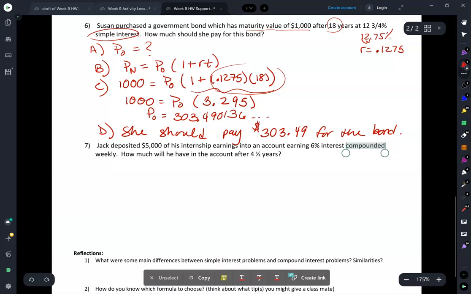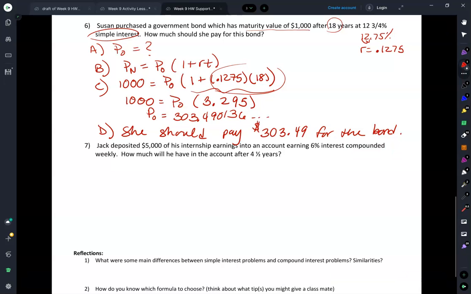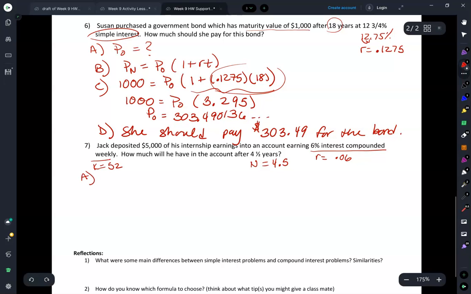Last one, number 7. Jack deposited $5,000 of his internship earnings into an account earning 6% compounded weekly. Okay, so we have R equals 0.06, and K equals 52. How much will he have in the account after 4.5 years? So our N is going to be 4.5. If you put T instead of N, that's fine. It's just kind of the way they do the formula, with N for this one to match the subscripts on the P sub N.